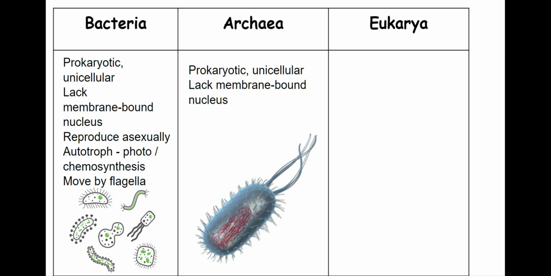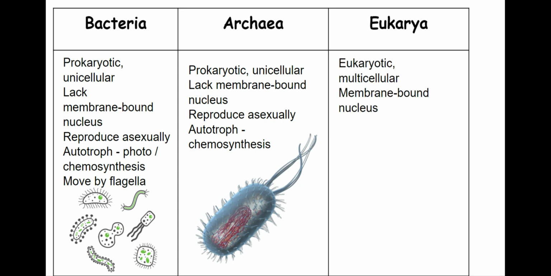Archaea is also a prokaryotic unicellular organism that lacks a membrane-bound nucleus. It also reproduces asexually, and it's an autotroph that goes through chemosynthesis. Chemosynthesis is making energy in the ocean. Eukaryotes are multicellular with membrane-bound nucleuses. That's really what separates us from the other 2 categories, that our nucleus is membrane-bound. It's located inside a membrane. We tend to reproduce sexually, and we usually have very large nutritional requirements. They're very, very diverse.